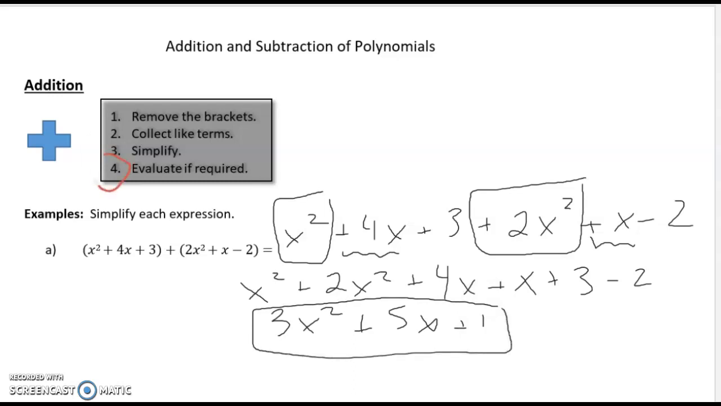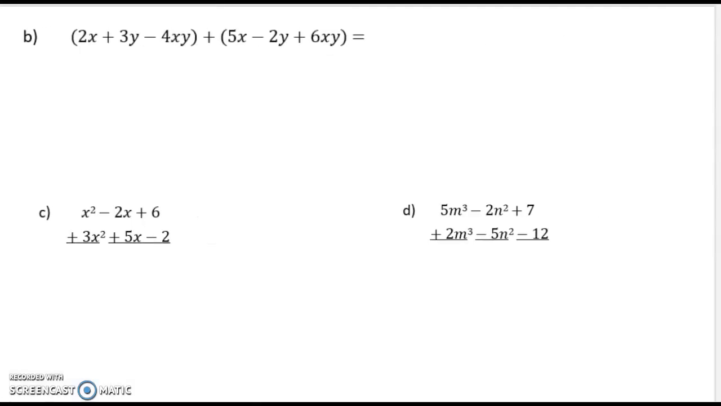Now this part right here, it says evaluate if required. If they said x equaled 2, then everywhere you had an x, you would put a 2. But it's not saying evaluate right now, so this is our last step. Let's go to the next one. So first things first, we're going to rewrite this without the brackets. So 2x plus 3y minus 4xy plus 5x minus 2y plus 6xy.